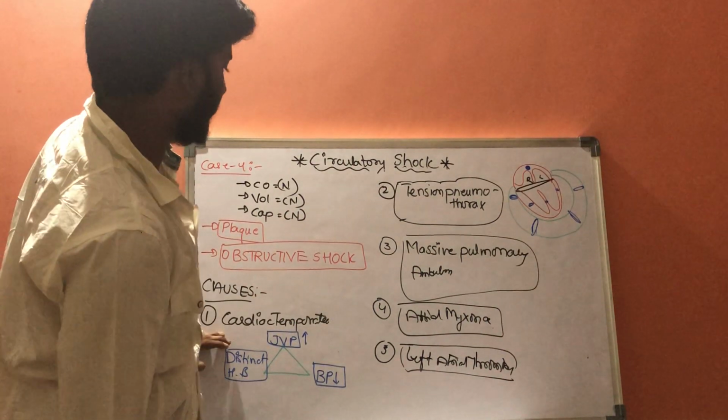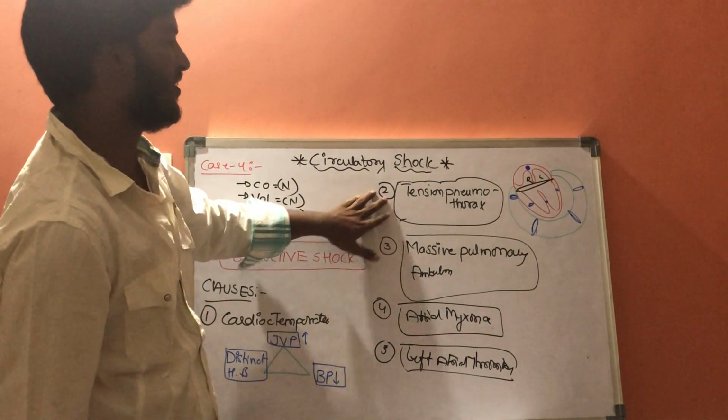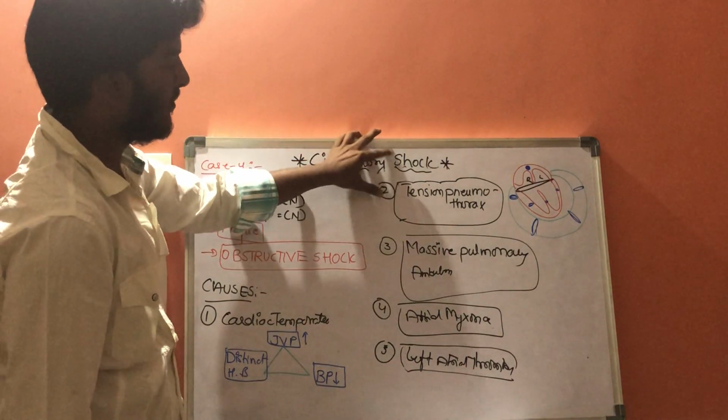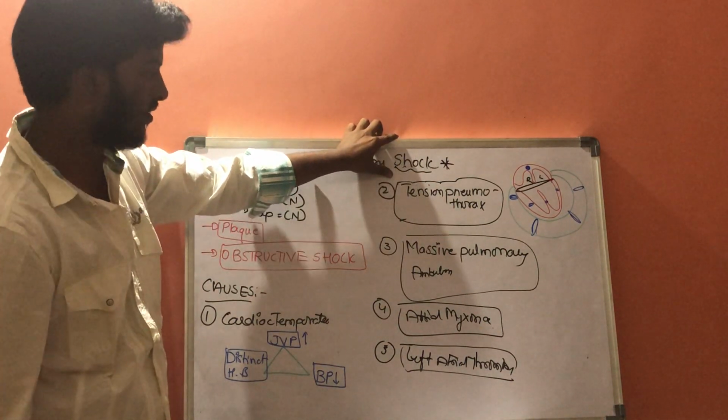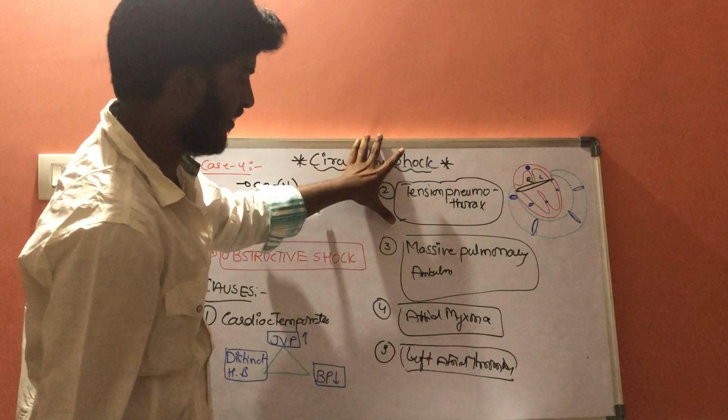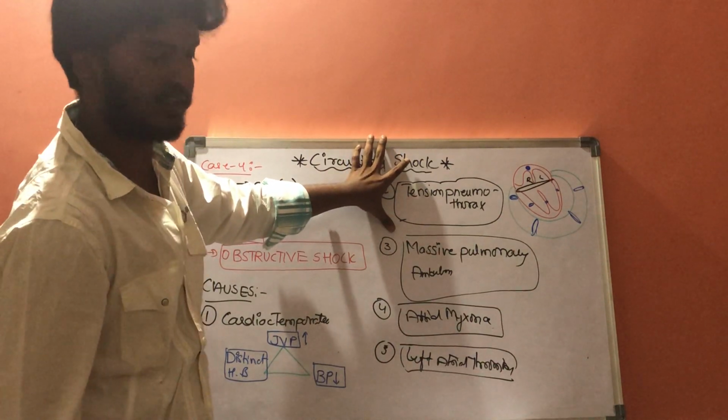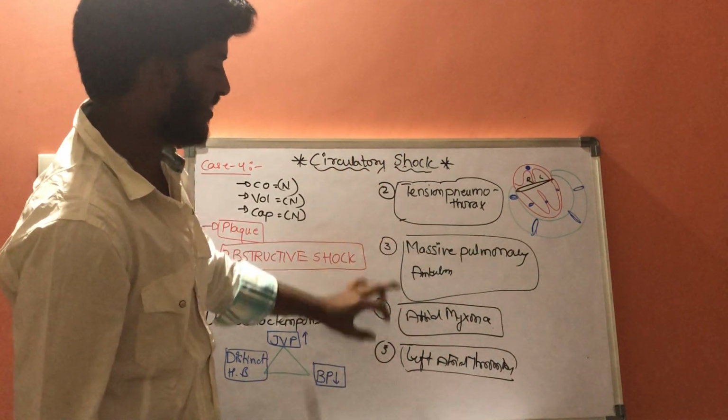This is cardiac tamponade. And tension pneumothorax. Tension pneumothorax is nothing but accumulation of water within the lungs, which is called tension pneumothorax. And the last one is massive pulmonary embolism. And the fourth one is atrial myxoma.